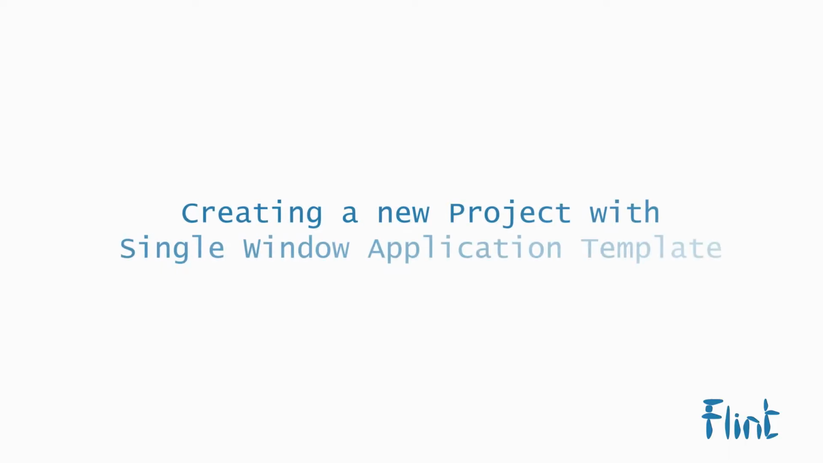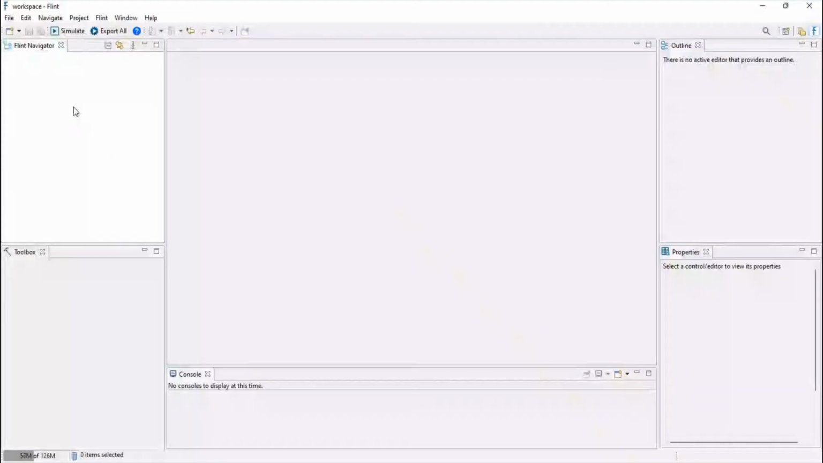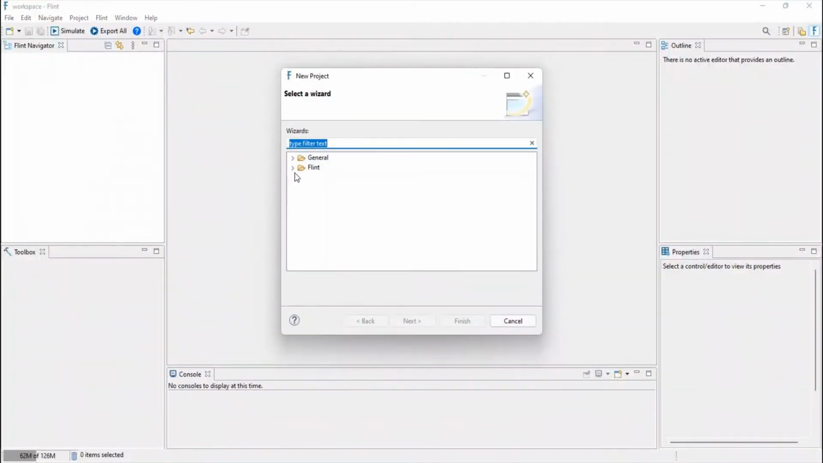Now let's see how to create the cluster project in Flint. First, right-click on the Flint navigator. Select the new option and then click on Project. Now a dialog will be shown. Under the Flint group, select Flint Project.